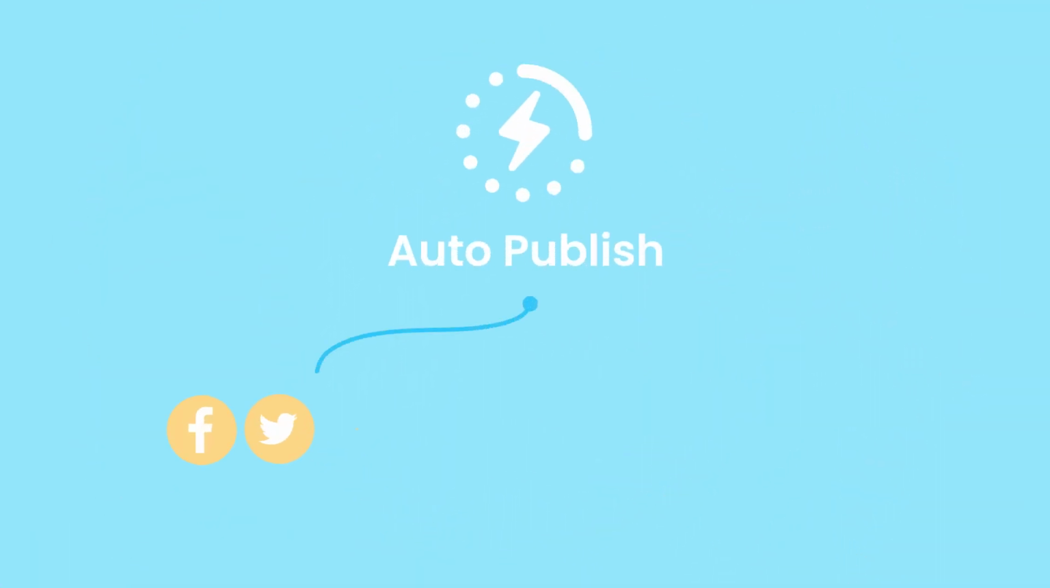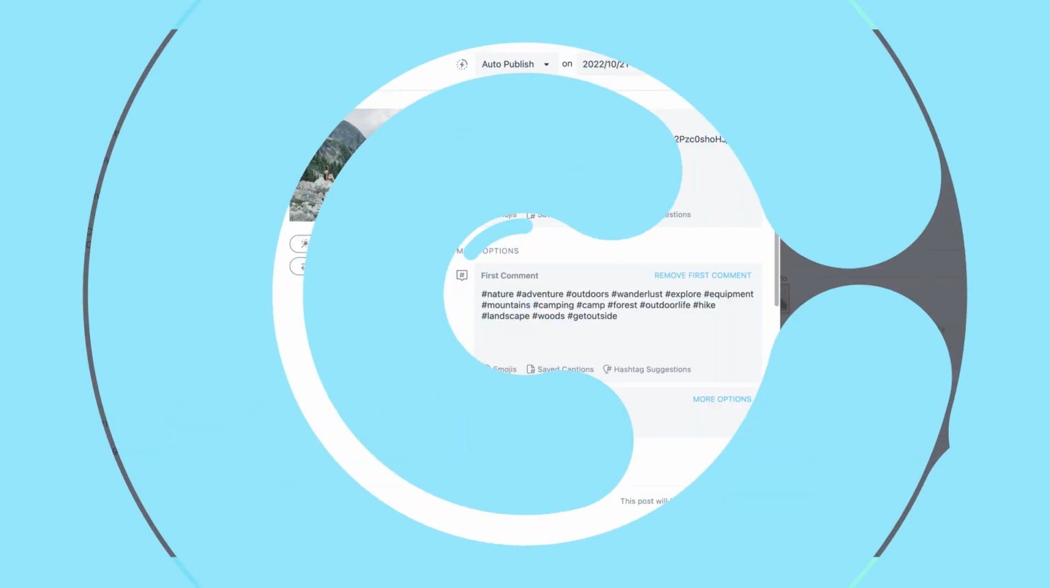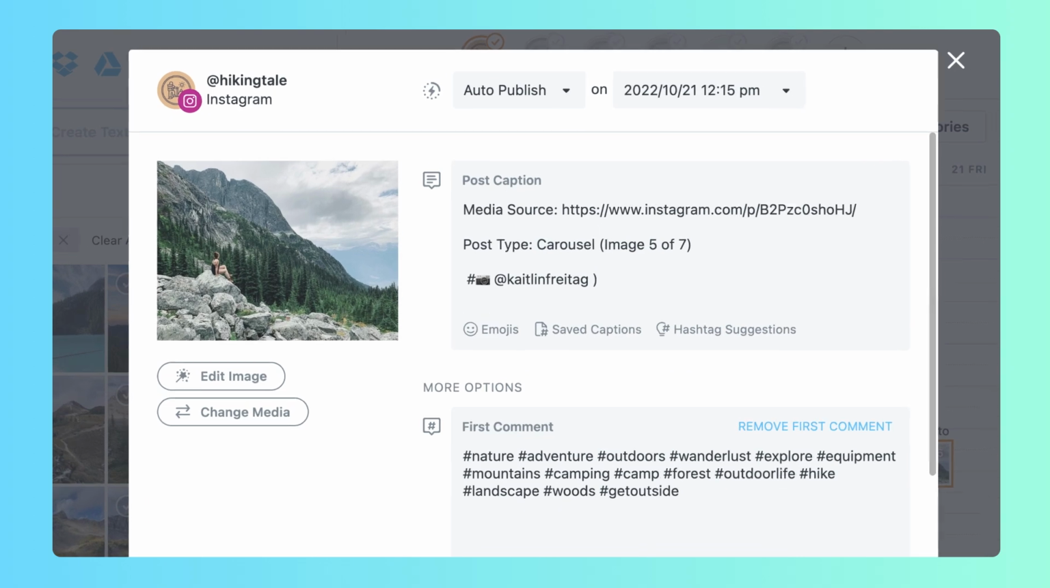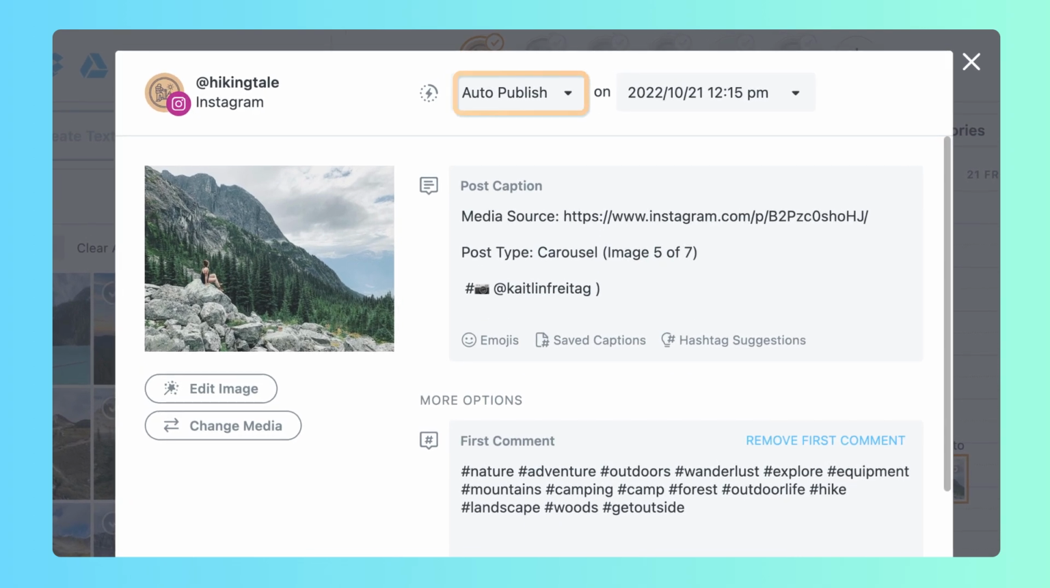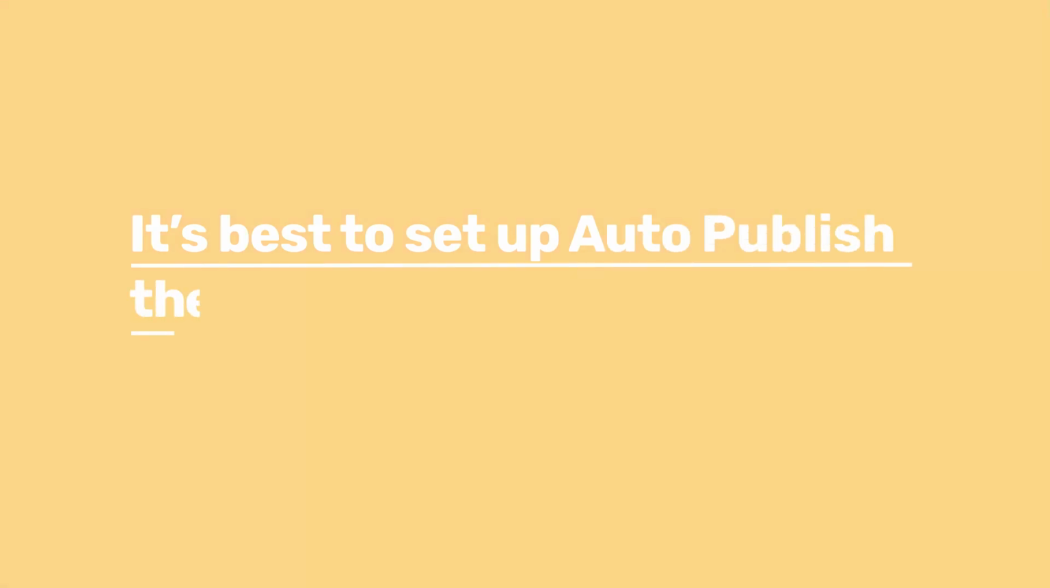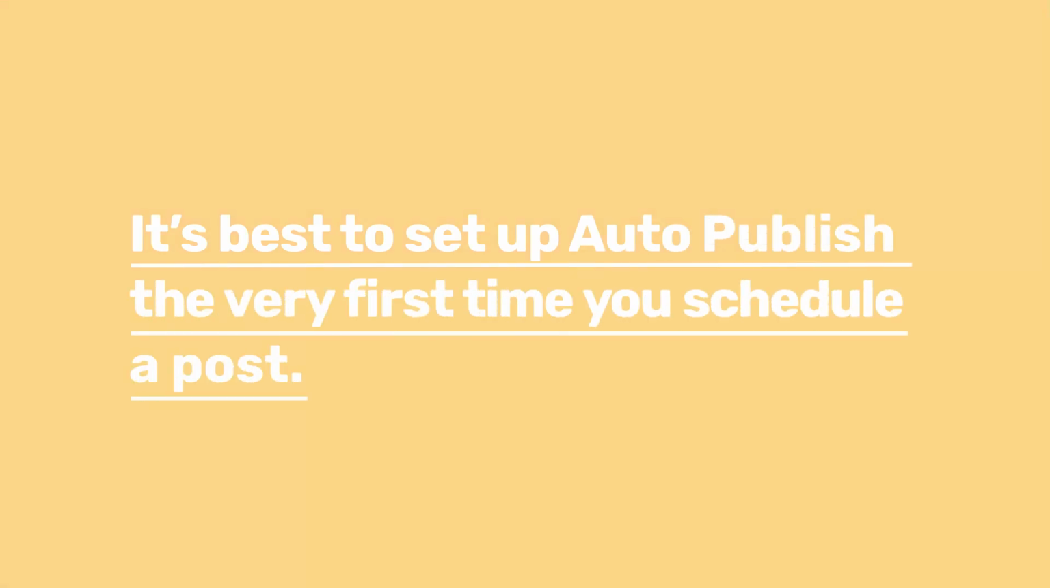Facebook, Twitter, Pinterest, and LinkedIn posts will always be automatically published by Later. TikTok and Instagram business accounts will also be able to auto-publish posts, as well as Instagram carousels and reels. At the scheduled time, Later publishes the post on your behalf without the need for a push notification. It's best to set up auto-publish the very first time you schedule a post.